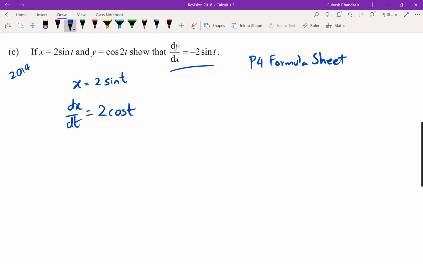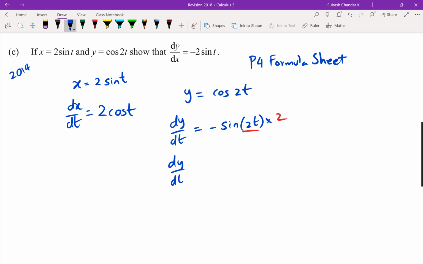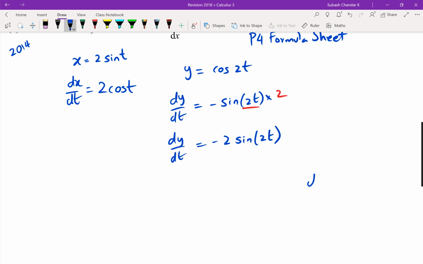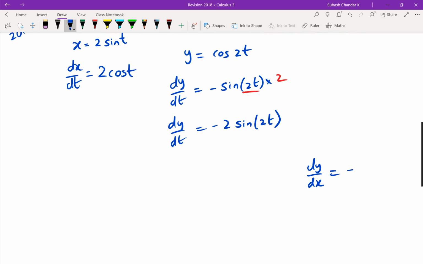I realized where the mistake was. Thanks for telling me, guys. Y is cos 2t. So then dy/dt is negative sine 2t multiplied by the differentiation of that, which is 2. Is that all right? Yeah. So dy/dt is -2 sine 2t. Cool. So we are trying to prove dy/dx is equal to -2 sine t. Am I correct? Yep.